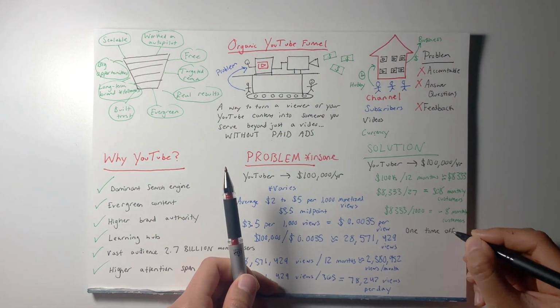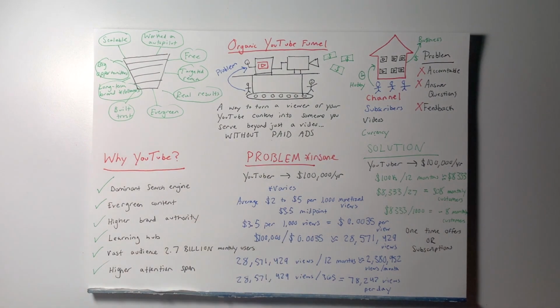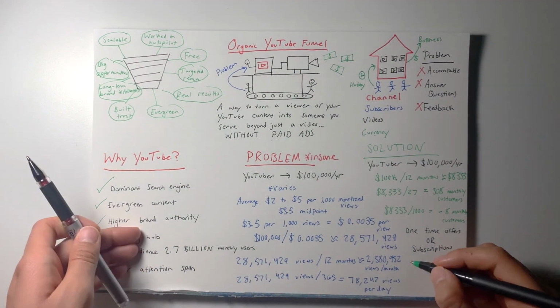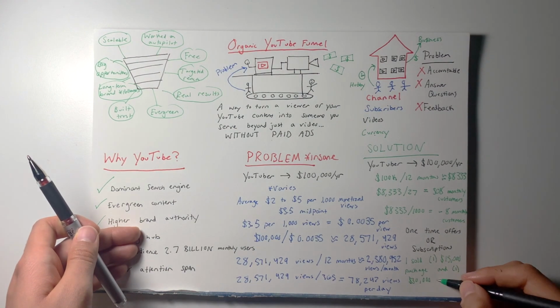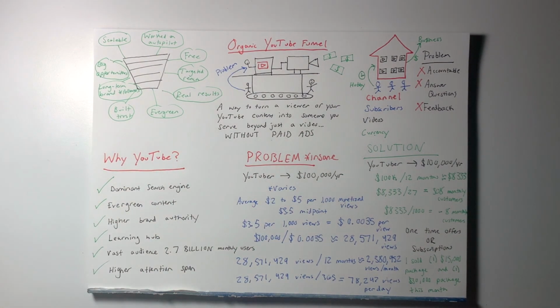Now, these can come in one-time offers or a subscription. So for example, this month I sold one $15,000 package and one $30,000 package. And I also have $7,000 in monthly recurring revenue, and that comes from my subscriptions. So how can we make this happen for you too?